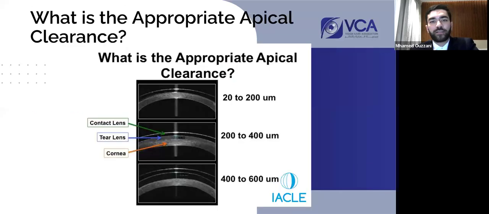For the central clearance, what is the appropriate apical clearance? There are a lot of studies that talk about central clearance, and when you work with a lab of a manufacturer of scleral lenses, they will give you some guidelines depending on the center thickness of the lens. But usually the central clearance is between 200 to 400 microns. And this appropriate clearance is very important to avoid corneal edema and to avoid touching the cornea.